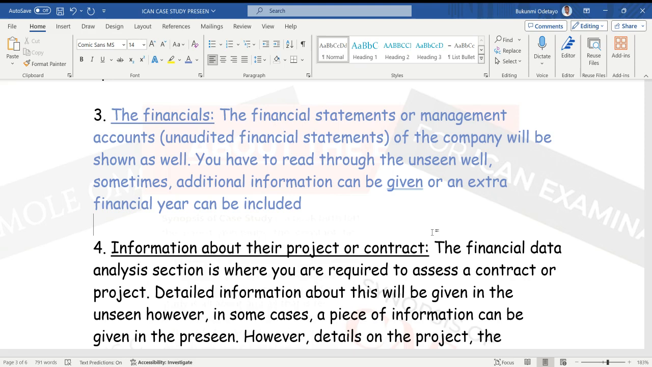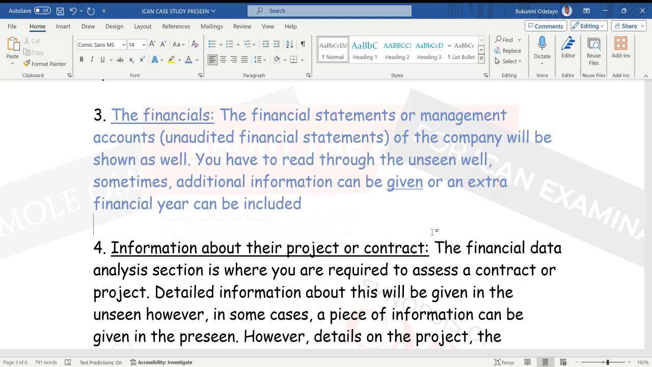So the first thing is that if you are given management accounts, don't forget to say that the account cannot be relied on, because it has not been audited. Do you understand? So you'll be given management accounts, you'll be given financial statements. So you have to read through the unseen as well. Most times they don't usually change the information in the preseen, but just to be on the safe side, it's better to read it. I would advise you to always read it again.